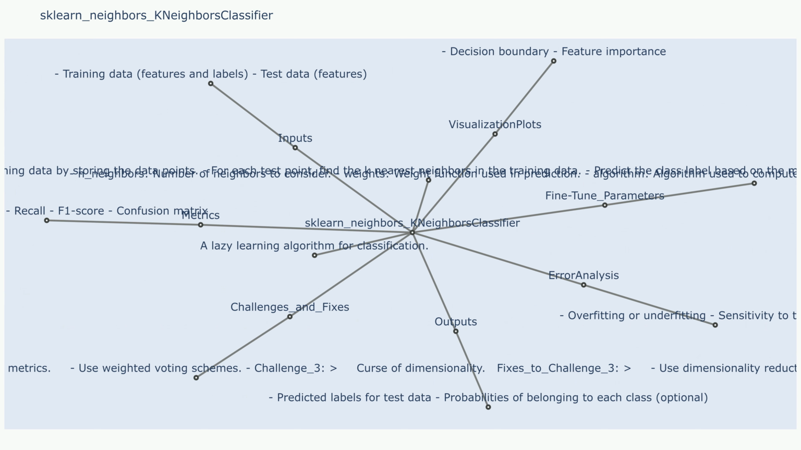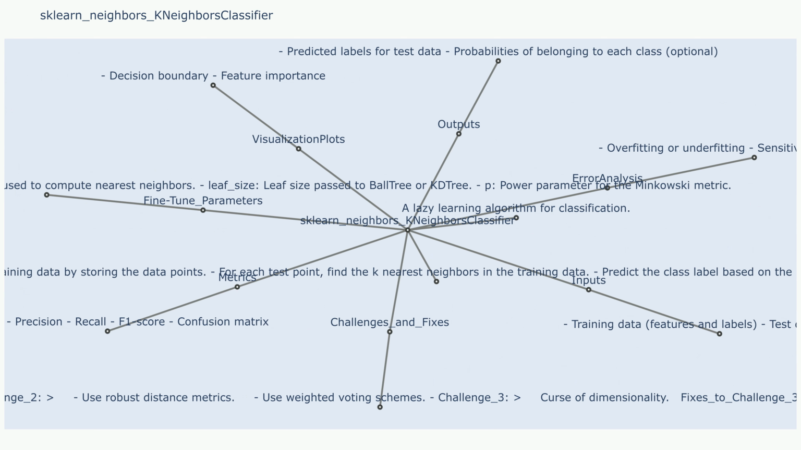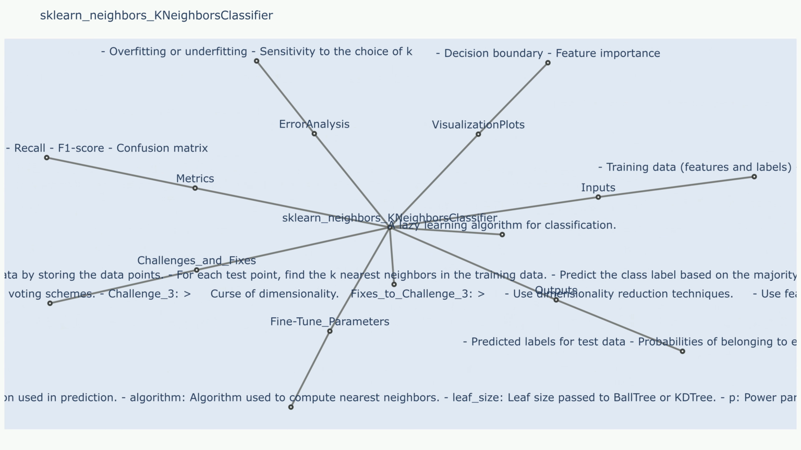Probabilities: a 2D array of shape n samples, n classes representing the probability estimates for each class, where each row corresponds to a new data point and each column corresponds to a class. Steps: training. The algorithm stores all training data points along with their corresponding class labels. Prediction: when a new data point is presented for classification, the algorithm calculates the distance between the new data point and all training data points.